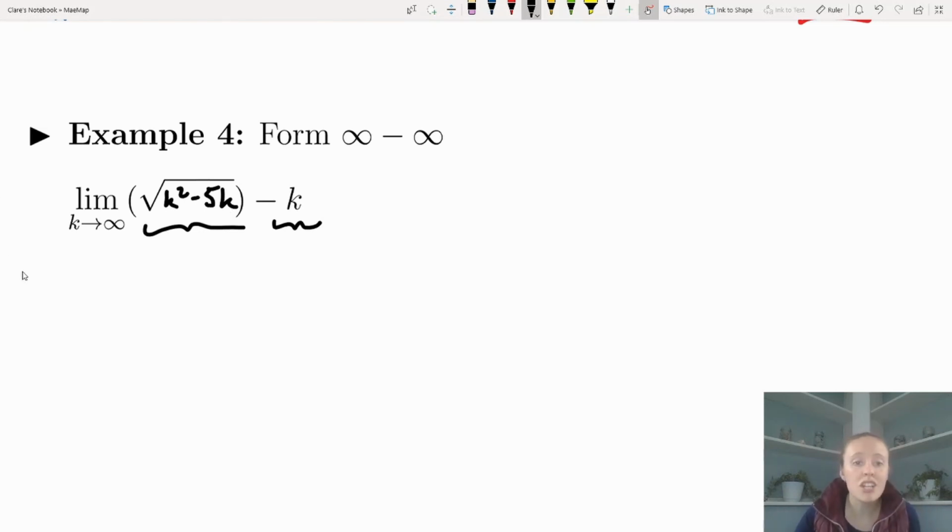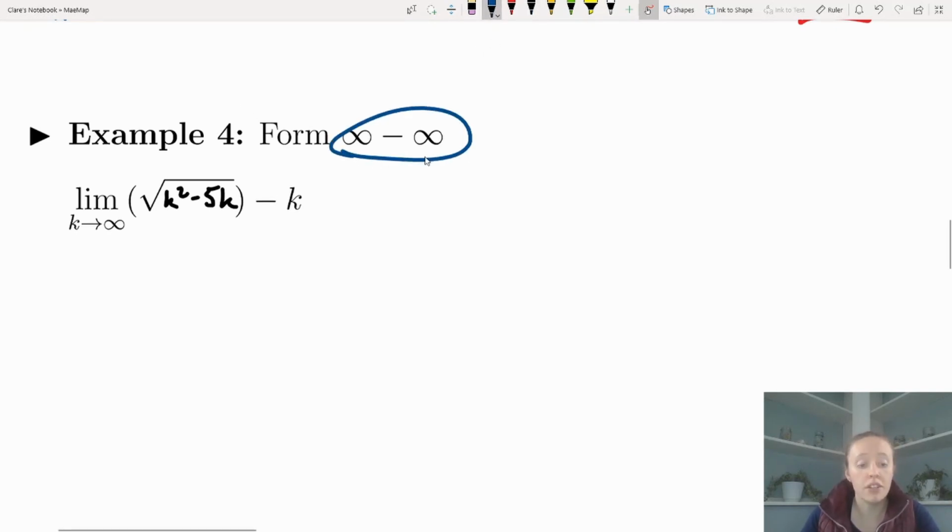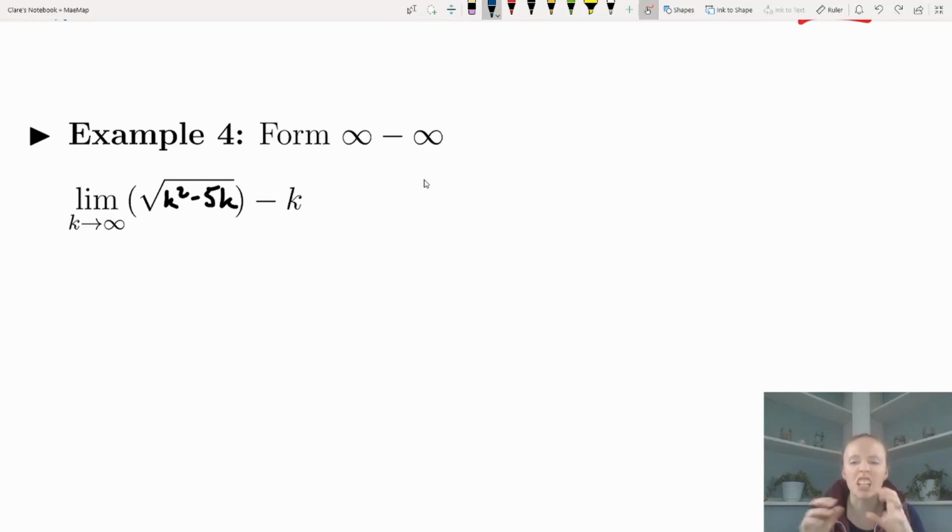But we can envision this is going to have some power of k to the first as its highest power, and this also has the power of k to the first. But we're not exactly sure what that limit's going to be, so we're going to need to work it out. So you can see that we are indeed in the form of infinity minus infinity. And what we need to do is manipulate or massage this problem just a little bit to get it to look like 0 over 0 or infinity over infinity.